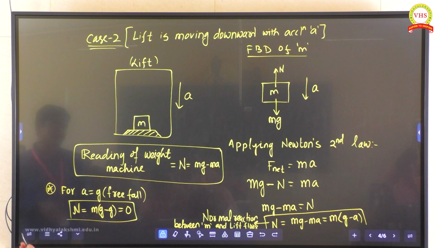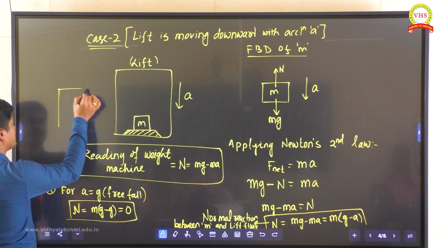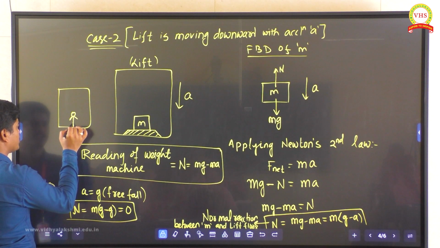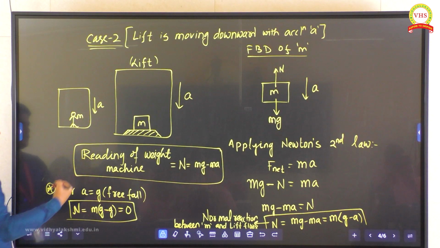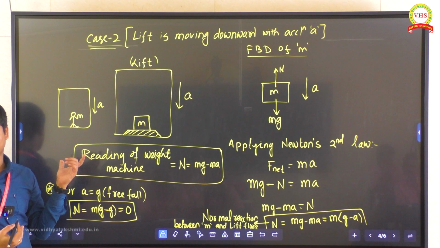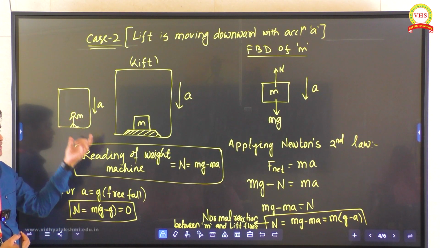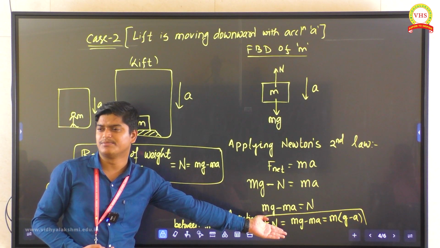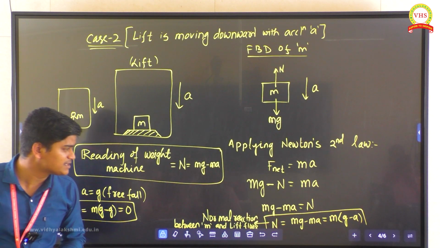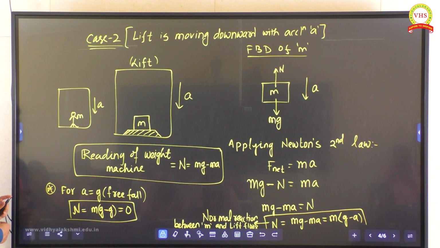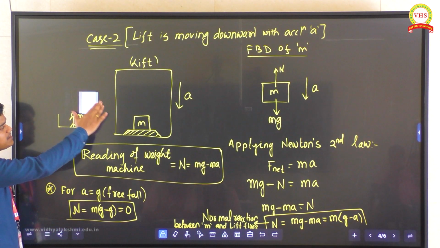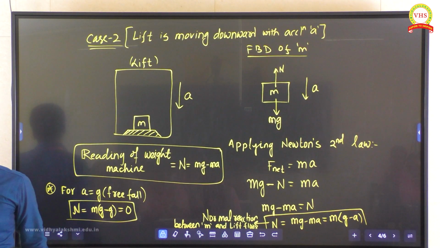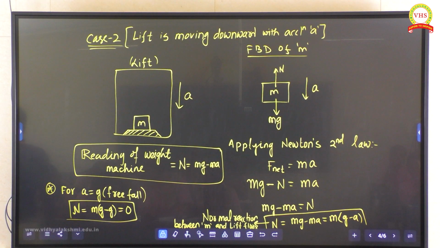And sometimes they can also ask such questions: inside a lift, a person is there, mass is m. If it is moving vertically downward with acceleration a, what is its normal reaction? This is the normal reaction: mg minus ma. Clear? No doubt?